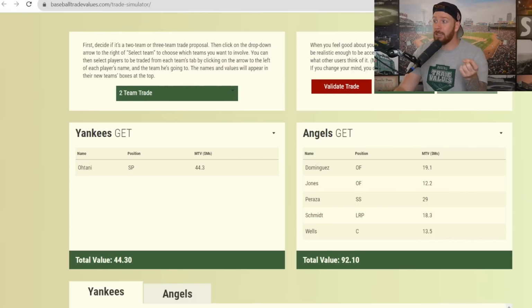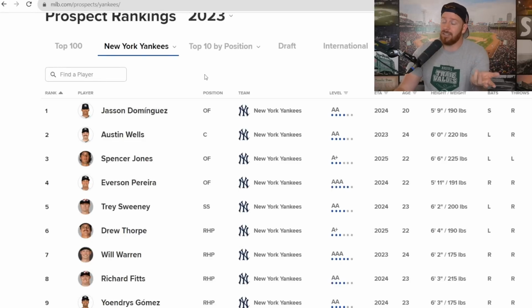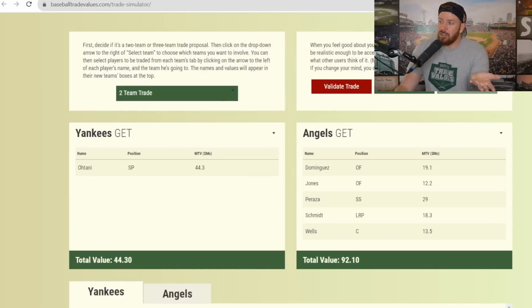The number one prospect in Jasson Dominguez, this is a guy that they seem like they want to hang on to. Hasn't fully broken through yet, but this is a guy that has a lot of potential. Austin Wells, catching prospect, that's a solid prospect. Spencer Jones seems to be a guy that the Yankees are really high on. And then, throwing in a pitcher like Schmidt. Again, this is a massive overpay. It's not accepted by the simulator.